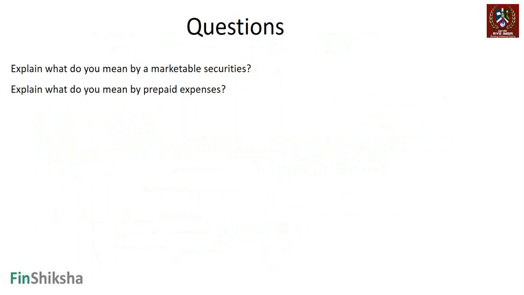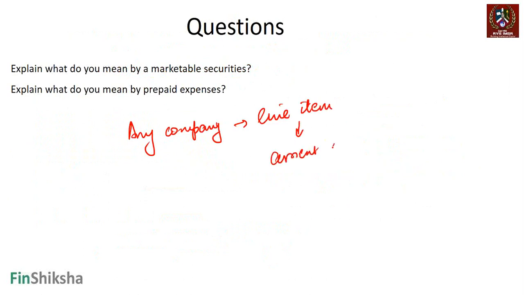That brings us to an end of this particular section. As we end this section, a couple of quick questions. Explain what you mean by a marketable security. Explain what you mean by prepaid expenses. I would also want you to do a small case where you pick up any company and look at these line items of current assets, right? Show what these current assets are, what the movement in these current assets has been, what the inventory number is, what the receivables number is for any company. You can pick up any company and try and do that once, right?